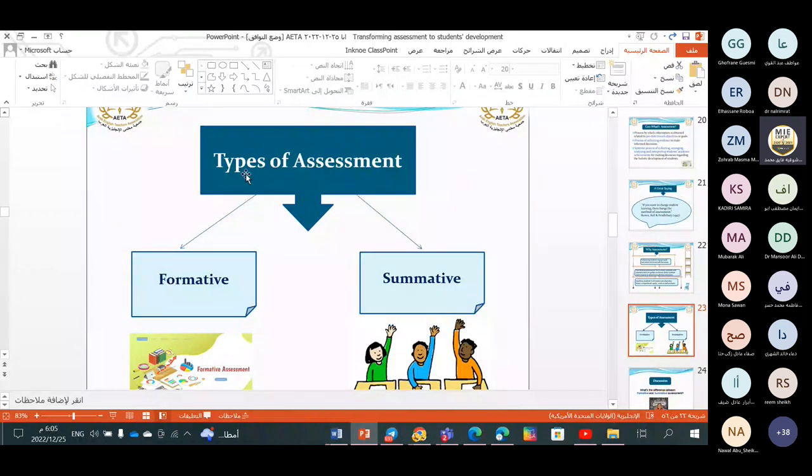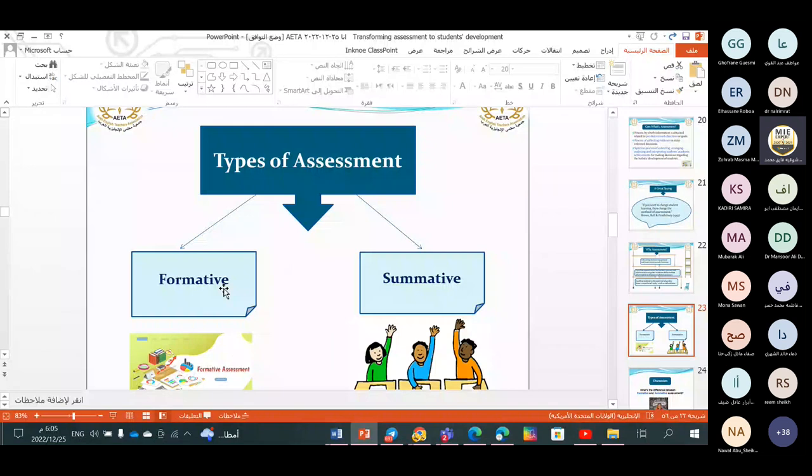Now let's come to types of assessment. You mentioned them. As you see, they are interrelated with each other. Here, there are many types of assessment, but the most important two types are formative and summative. And you also mentioned the diagnostic, which is at the beginning of the semester, for example. We make it in order to shed light on our students' achievement, their levels, for example, level of understanding and competence.